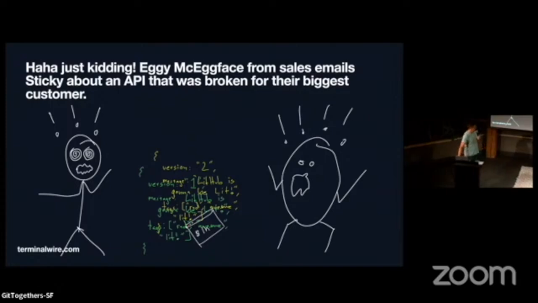Sticky gets an email from Eggy McEggface that he broke the API for their biggest customer. What does Sticky do? Does he roll back the API and break the new clients, or does he make sure that the old clients work and rolls back the API and save the day for the new customer? Sorry, Sticky. The end.